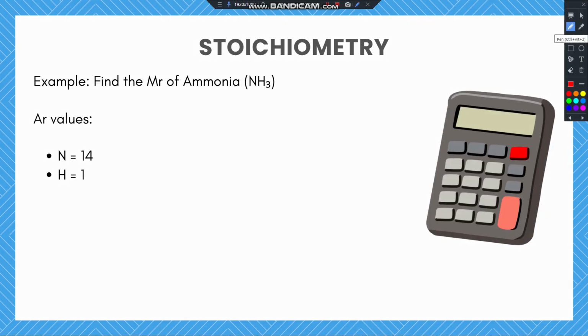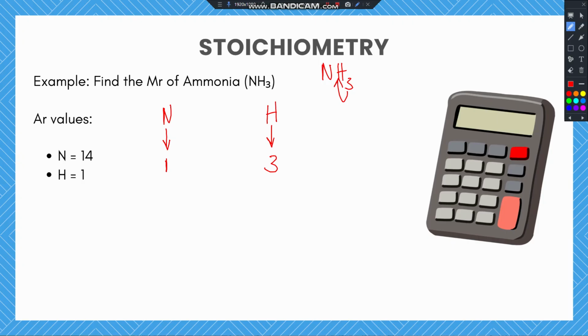Let's take yet another example. We have ammonia on the screen, NH3. So step number 1, write out the elements. We have N, which stands for nitrogen, and we have H, which stands for hydrogen. Now the next thing to do would be to write the number of times they appear. Nitrogen N appears just once, and hydrogen appears 3 times. You can see in the molecule NH3, this 3 belongs to hydrogen.